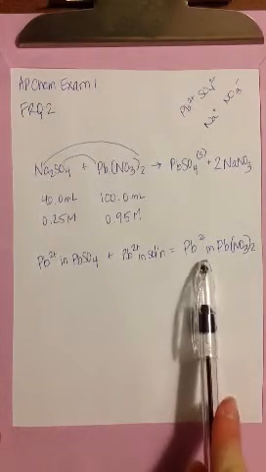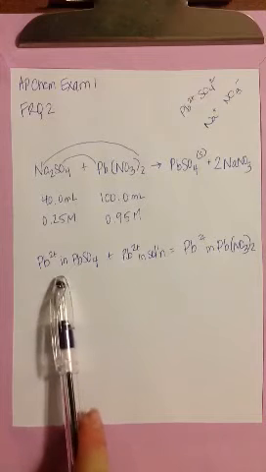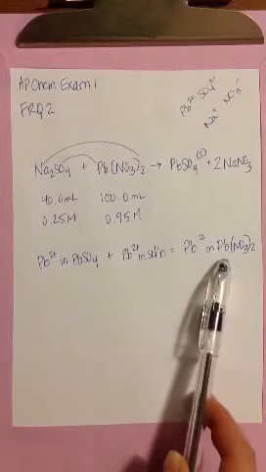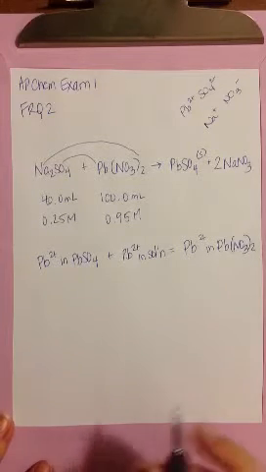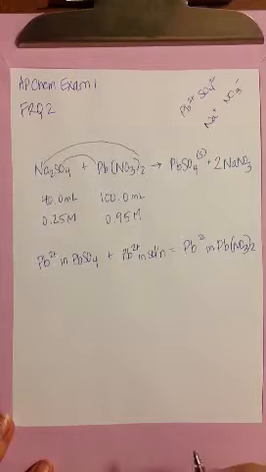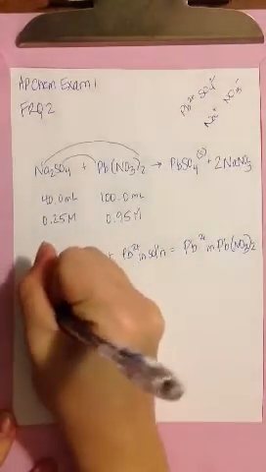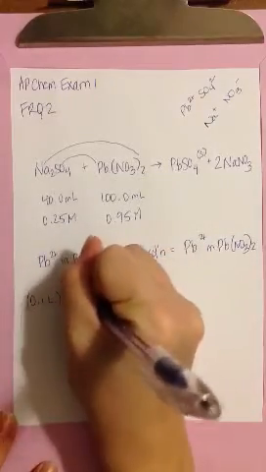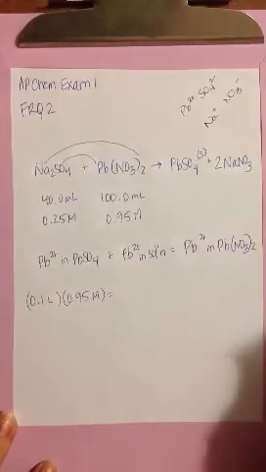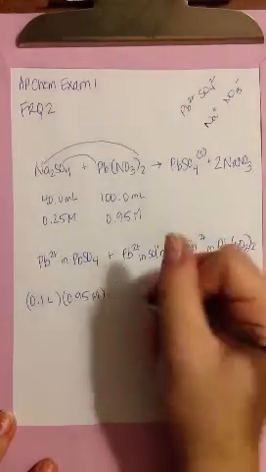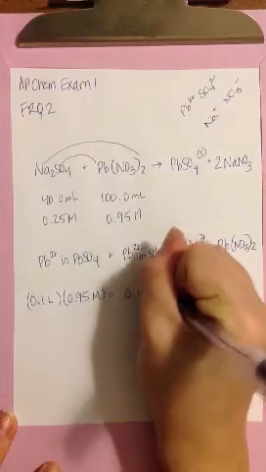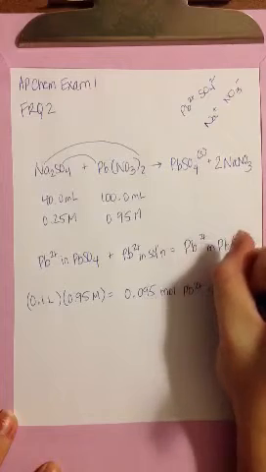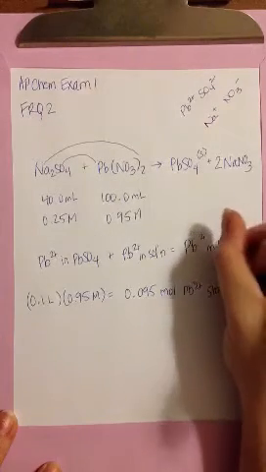Well, I can find how much Pb I started with. I can find out how much lead I made in my limiting reactant problem, and then I can solve for this one. So let's first find out how much lead I start with. So I have 100 milliliters of 0.95 molar. 100 milliliters is 0.1 liters times 0.95 molar. That gives me moles of lead, which in this case will be 0.095 moles of Pb2+ I start with. So that's that one.